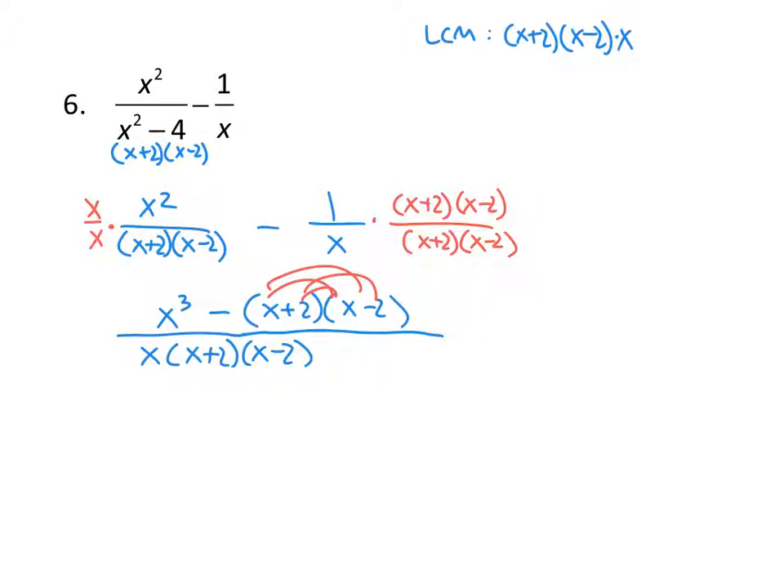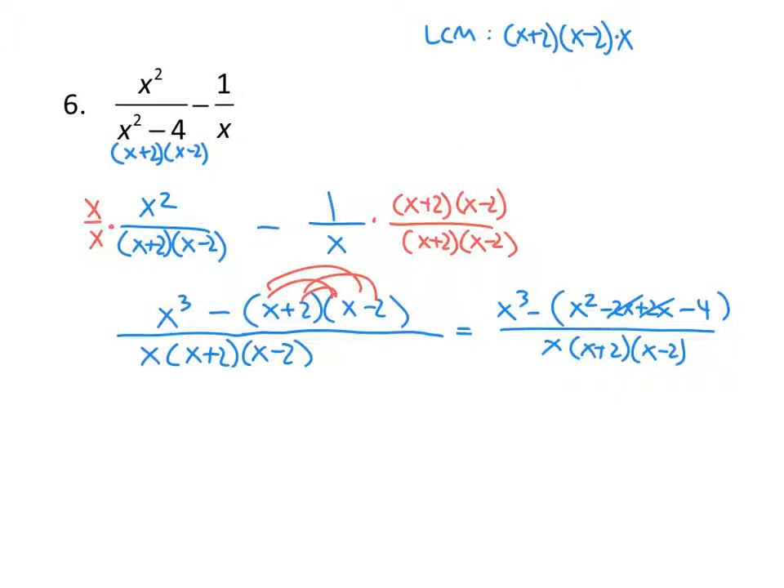So on the top, we're going to get x cubed minus, and I'm going to keep my parentheses when I FOIL, because that negative is going to have to get distributed. So I get x squared, and then I have minus 2x plus 2x, and minus 4. And my middle terms are going to cancel out. And I keep my denominator the same.